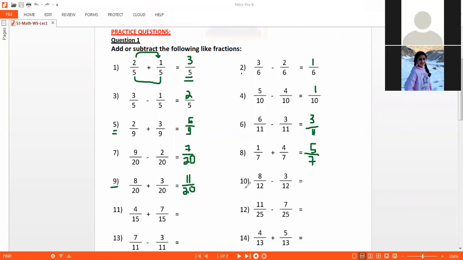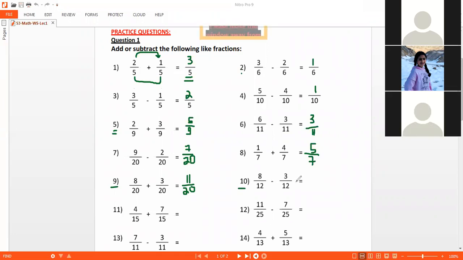Hani. Yes, miss. 8 over 12 minus 3 over 12. 5 over 12. Excellent. It's 5 over 12.